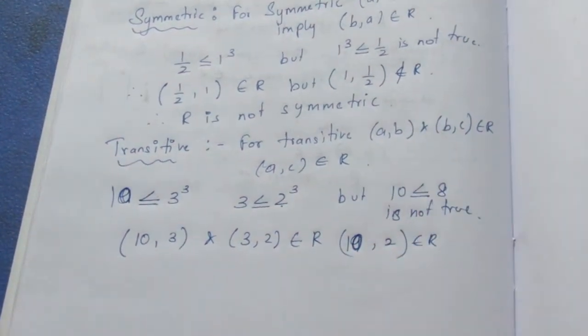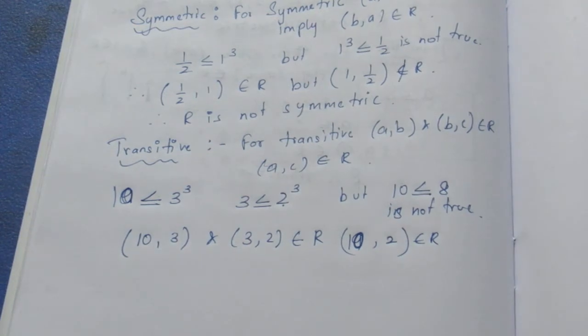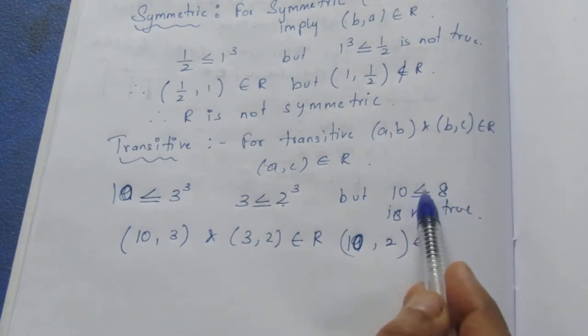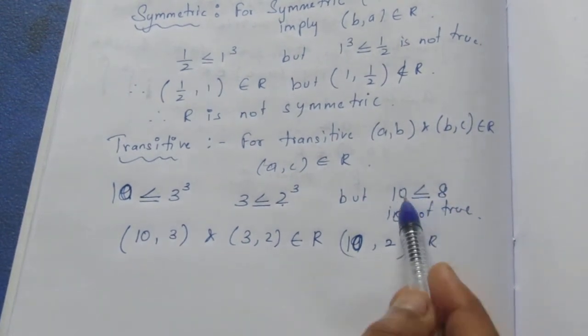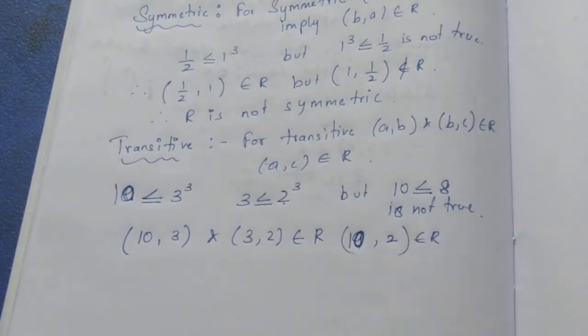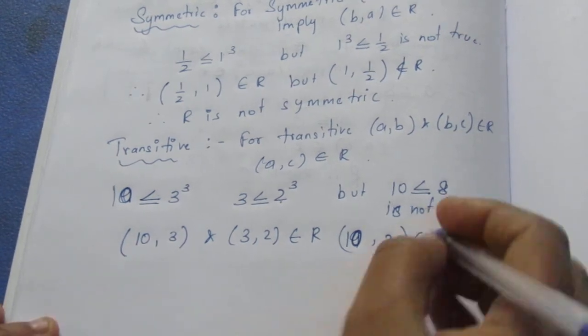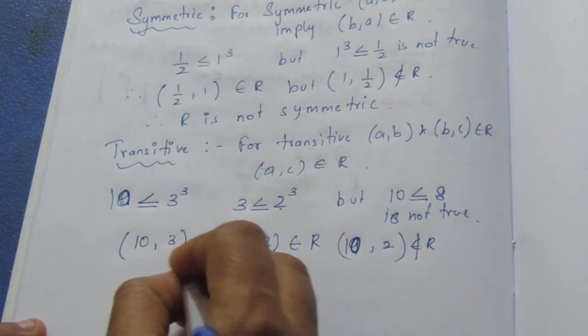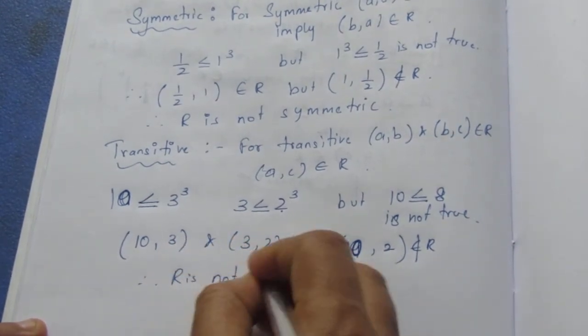Here 2 is nothing but 2 cube. We can write the 8 as 2 cube. This is not proper, because 8 is not greater than 10. It is a smaller number than 10. This is not possible. So it does not belong to the relation. Therefore R is not transitive.